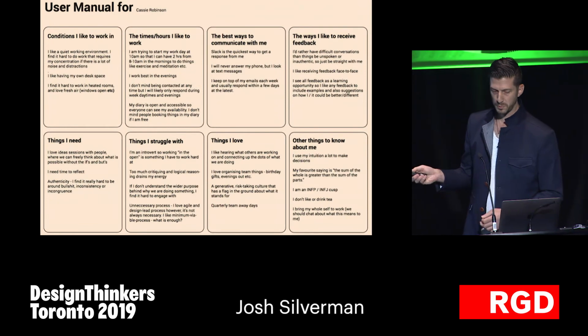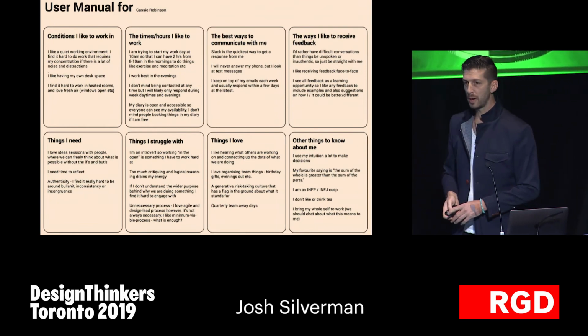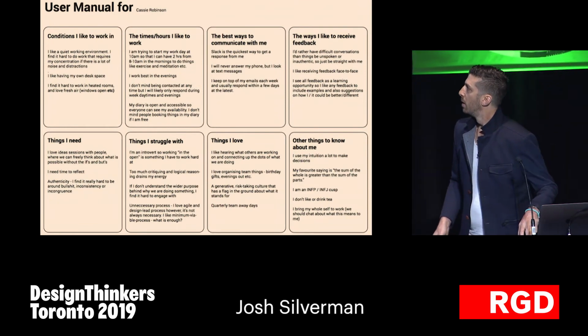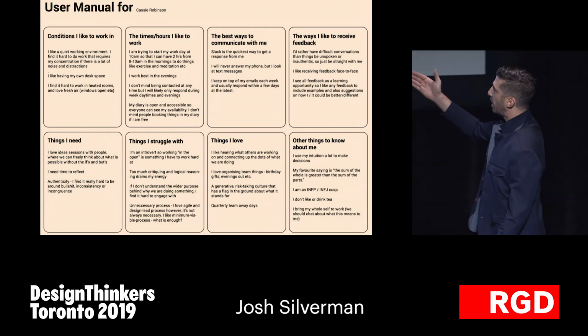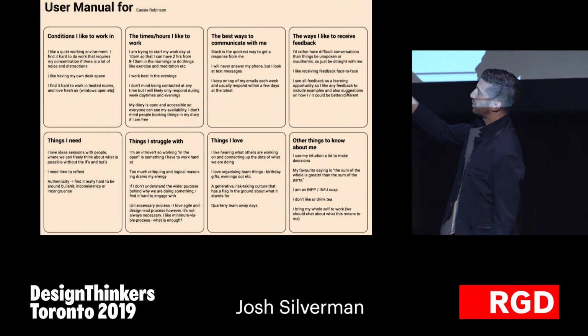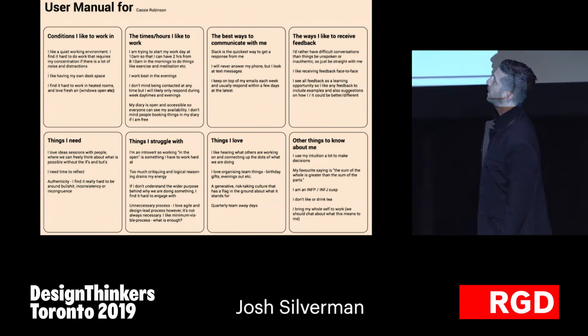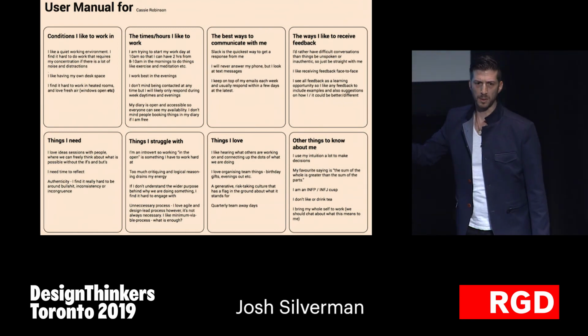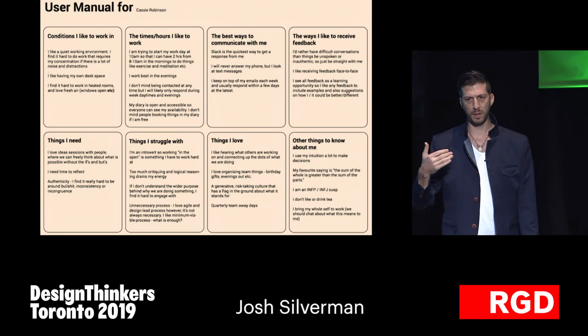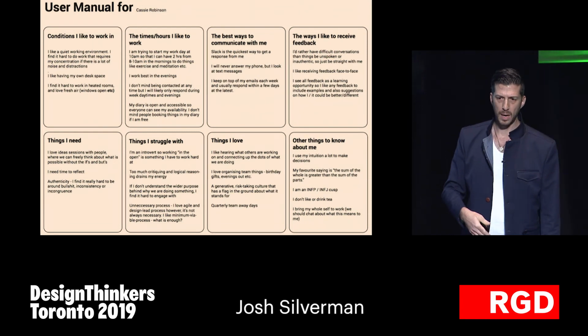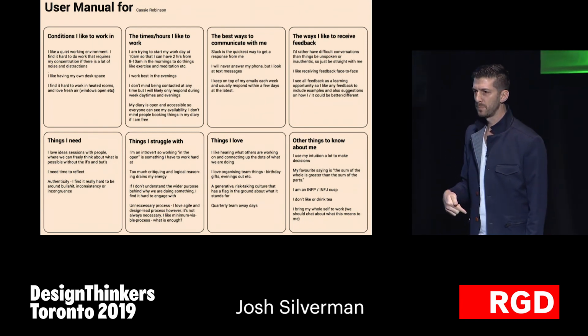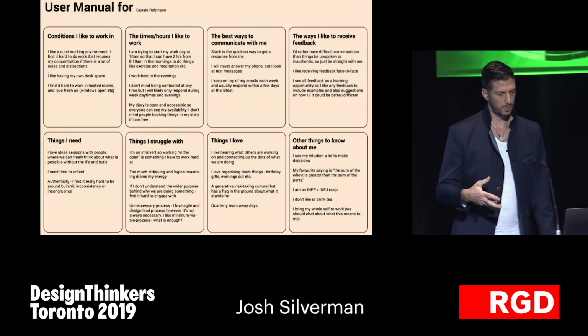This is one of my favorite tools by Cassie Robinson. She calls it a user manual for herself. She articulates things she loves, things she struggles with, conditions she likes to work in, times and hours she likes to work in, best ways to communicate with her. Can you imagine what this would be like if you had it filled out for yourself? She's open sourced it, and there's a link to it on my site. I love this tool.